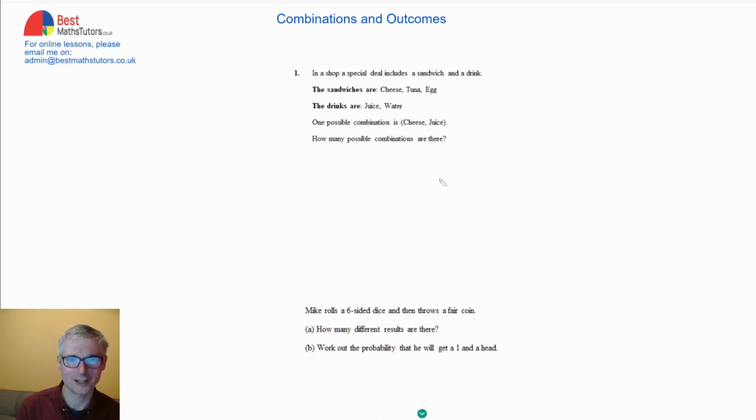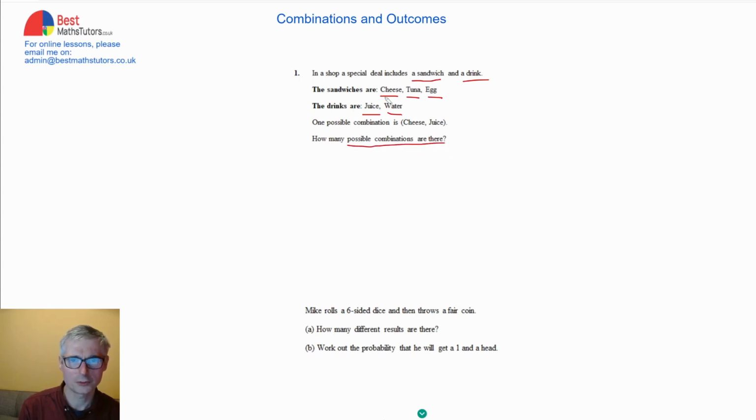This time we're going to look at combinations and outcomes, which is a very common GCSE topic. Often it's involved with probabilities as well, and it's when we have more than one thing happening and we've got to see how many possible outcomes we could have. A good example is this first question, where we can choose a sandwich and a drink. We've got 3 different styles of sandwich and 2 different drinks, and we've got to list all the possible combinations and say how many there could be.